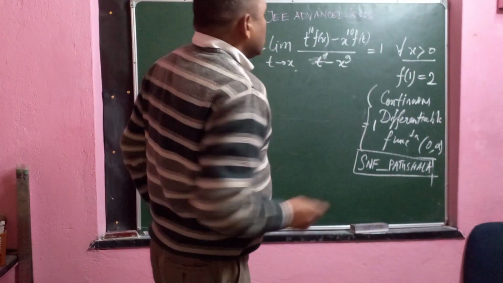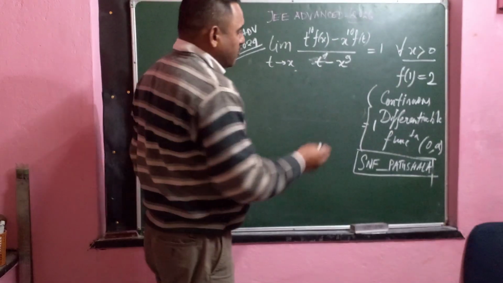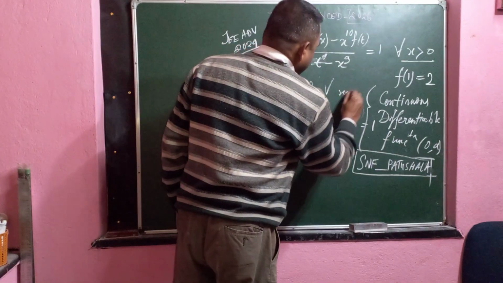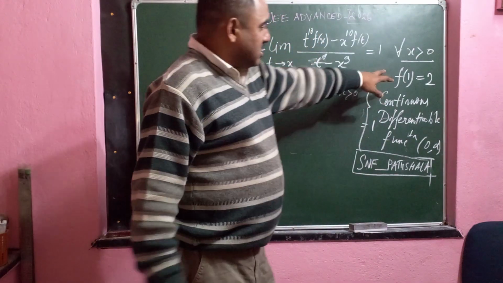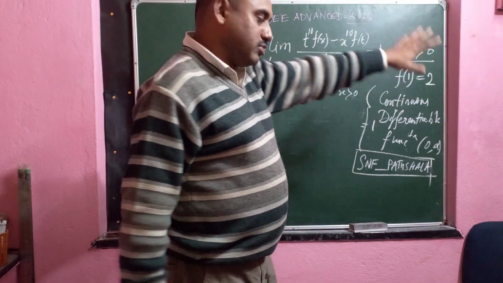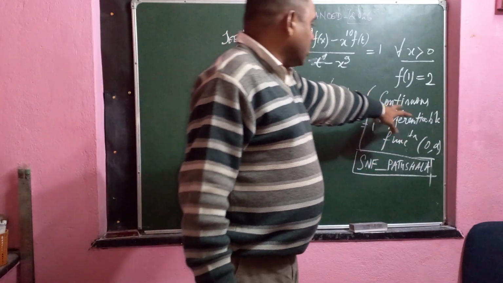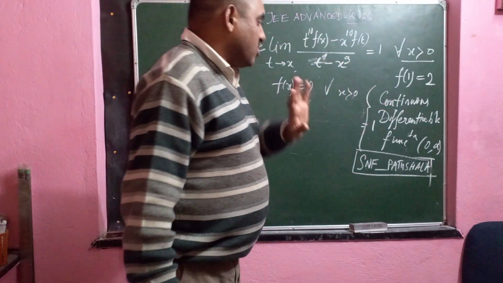Okay, so this is a question. Here you have to find out f(x). For all x greater than 0, these things are given. f(1) equals 2, which will be required at a later stage, and on the interval 0 to infinity, this function is continuous as well as differentiable.